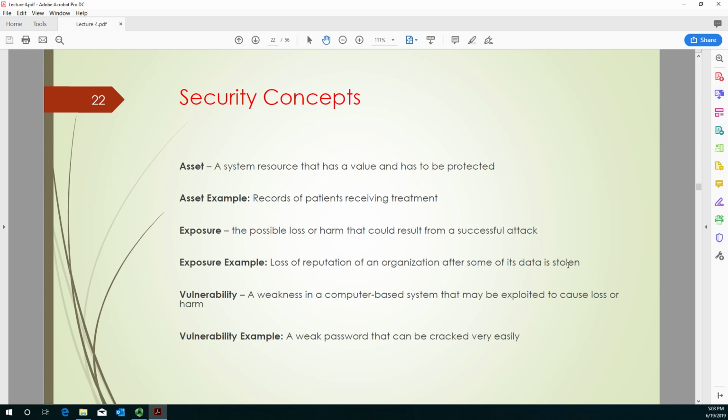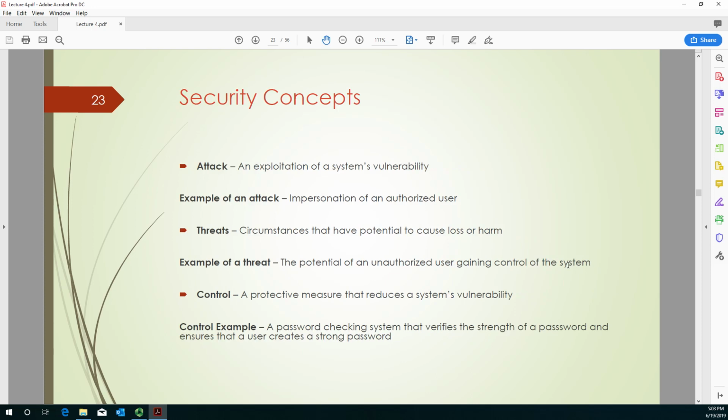Vulnerability is a weakness in a computer-based system that may be exploited to cause loss or harm. For example, a weak password can be easily cracked, right? An attack is an exploitation of a system's vulnerability. Impersonation of an authorized user is an attack.